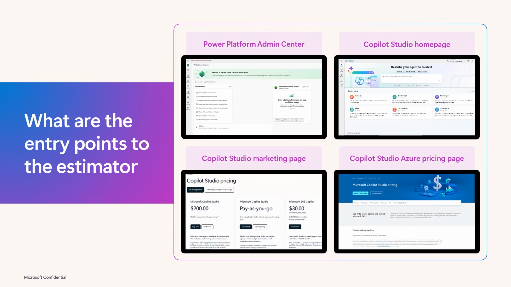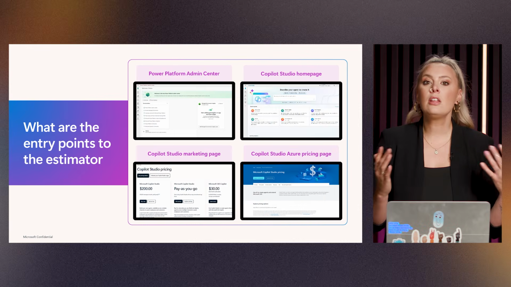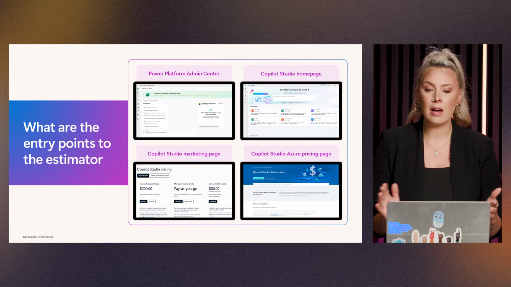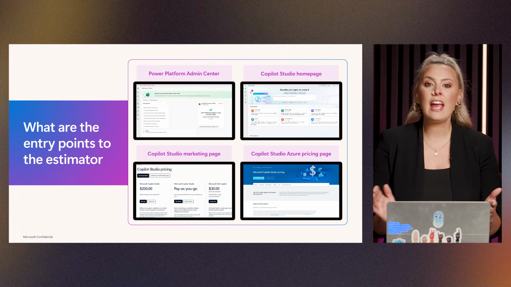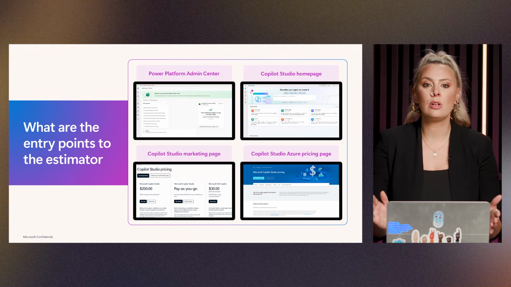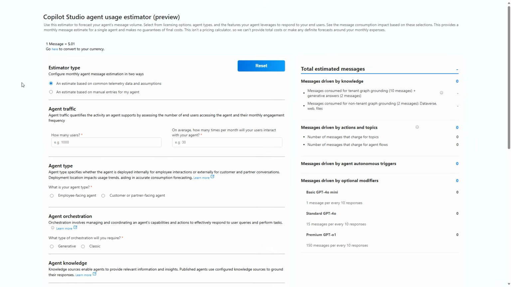Access the estimator directly from the Power Platform Admin Center, from within Copilot Studio on the home page, in the Copilot Studio Billing tab on the marketing side, and coming soon, the Copilot Studio Azure pricing page. Let's see it in action.